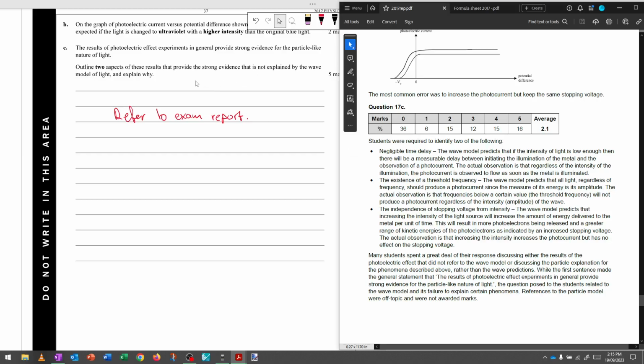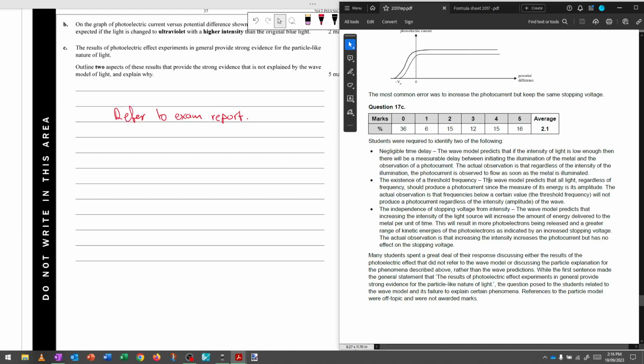So we should be able to shine light onto the cathode, and then eventually, once enough light has been shone for enough time, there should be enough energy built up on that cathode to then eject the electrons. But we don't see that because there's negligible time delay. So the wave model can't explain that.